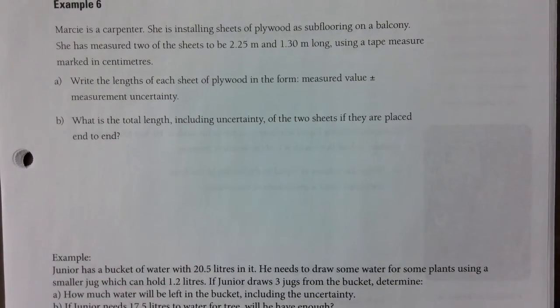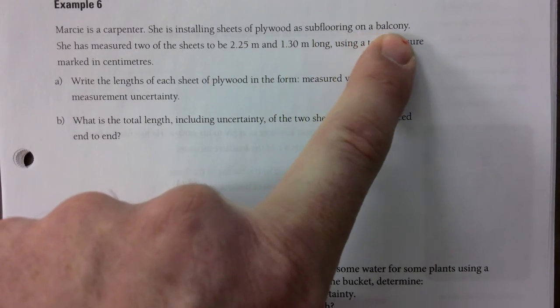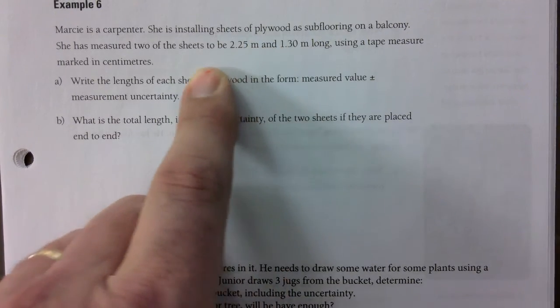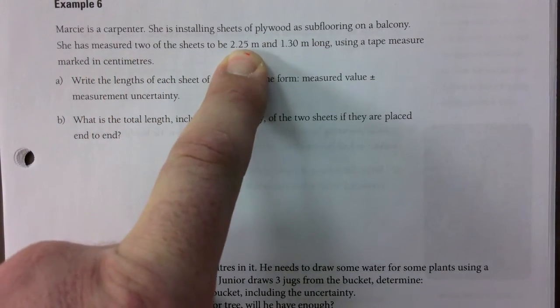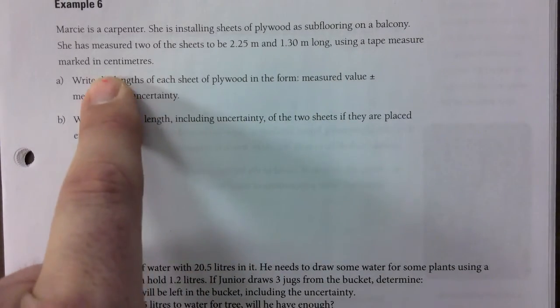All right. Example 6. Marcy is a carpenter. She's installing sheets of plywood as subflooring on a balcony. So using plywood to put it down on the floor, right? She has measured 2 of the sheets to be 2.25 by 130 meters long using a tape measure marked in centimeters.